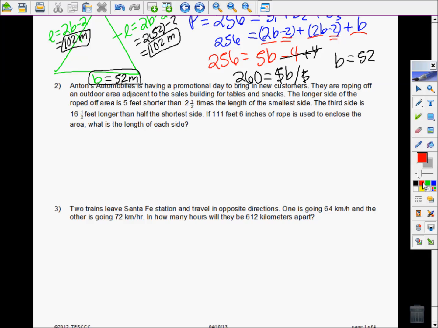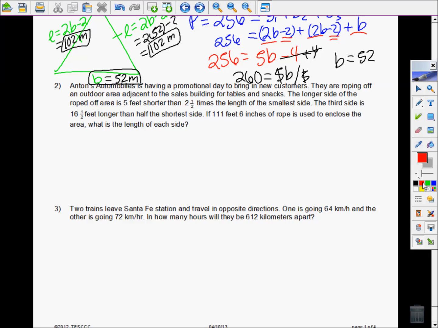Anton's Automobiles is having a promotional day to bring in new customers. They are roping off an outdoor area adjacent to the sales building for tables and snacks. The longer side of the roped off area is 5 feet shorter than 2.5 times the length of the smallest side. The third side is 16.5 feet longer than half the shortest side. If 111 feet and 6 inches of rope is used to enclose the area, what is the length of each side? How many sides do I have?